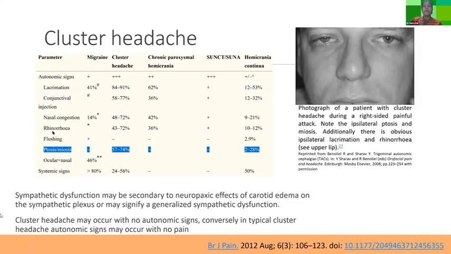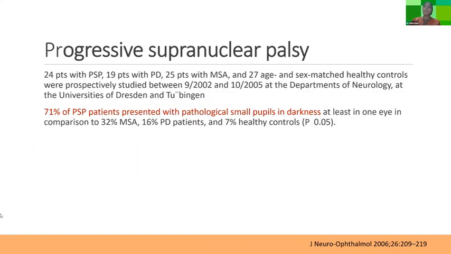Horner syndrome is also seen in patients with cluster headache. In a study, they mentioned that 57 to 74% of the patients with cluster headache and 2 to 28% of the patients with hemicrania continua had features suggestive of Horner syndrome. The sympathetic dysfunction may be secondary to the neuropraxic effects of carotid edema on the sympathetic plexus, or may signify just a generalized sympathetic dysfunction. And many times cluster headache may present with autonomic features, or there may be autonomic features alone without any headaches.